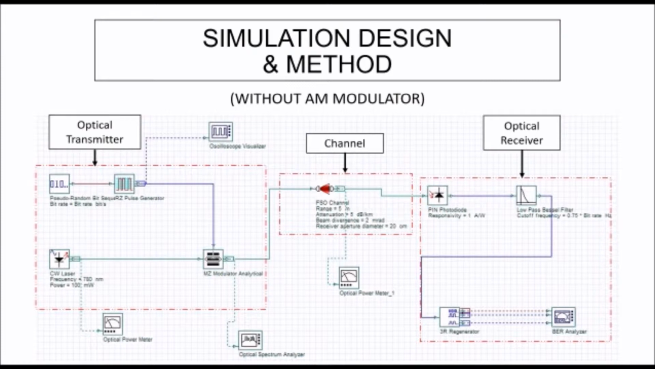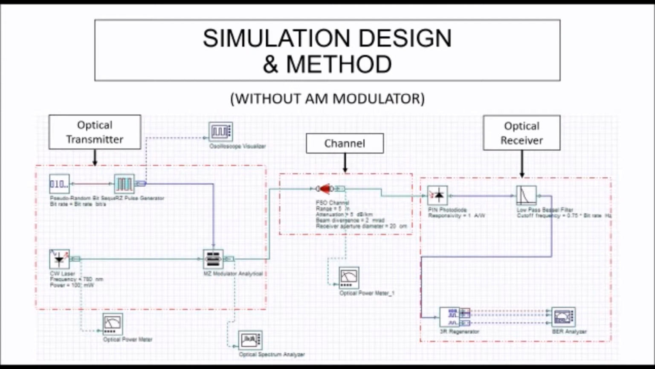It consists of three parts. First, the PIN photodiode, whose function is to absorb light in the intrinsic region so that the carriers generated there can efficiently contribute to the photocurrent. Then the low pass Bessel filter, a type of analog linear filter with a maximally flat group delay, which preserves the wave shape of filtered signals in the passband.